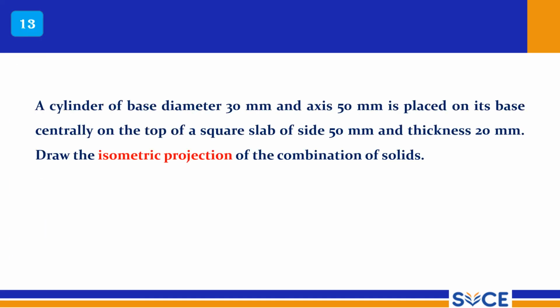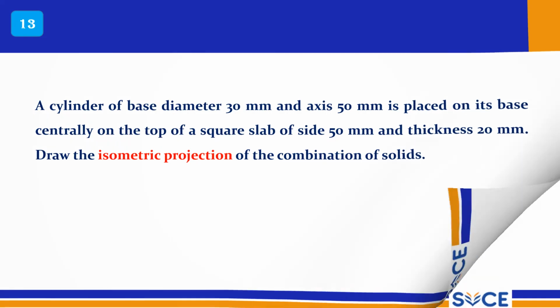13th problem. A cylinder of base diameter 30 mm and axis length 50 mm is placed on its base centrally on the top of a square slab. So you have a square slab and you have a cylinder, right? And the slab is of side 50 mm and thickness is 20 mm. Draw the isometric projection of this combination of solids, right? A cylinder is placed centrally on a square slab, right?